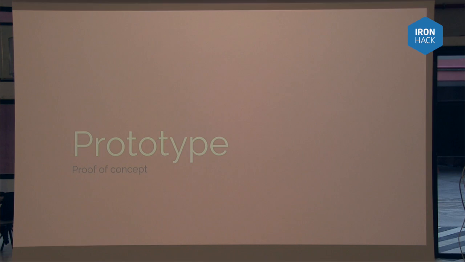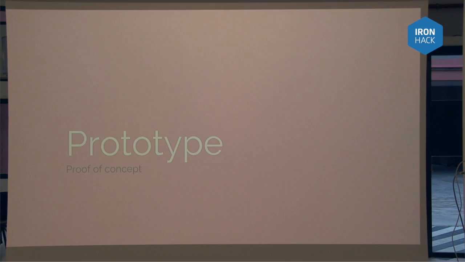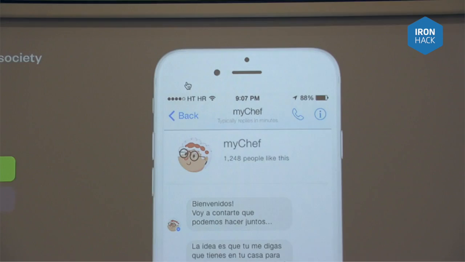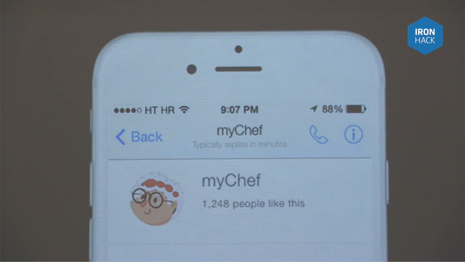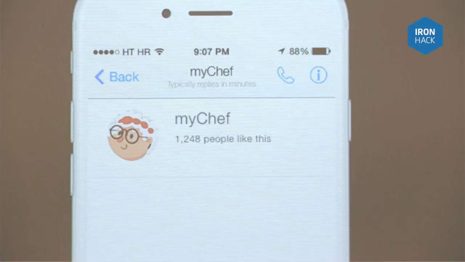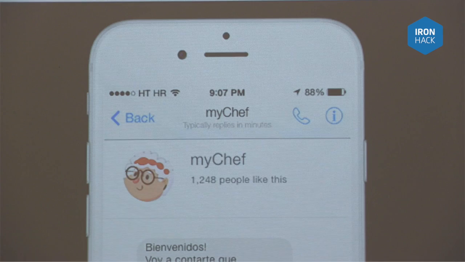Here I have the prototype. This is a proof of concept. It's not the final one. And I can show you what happens. Okay, sorry, it's in Spanish. I'm so sorry to people who don't know, because I needed to translate it since the final user was Spanish. I did it in the Bot Society framework. And this is the interaction from the bot to the user.